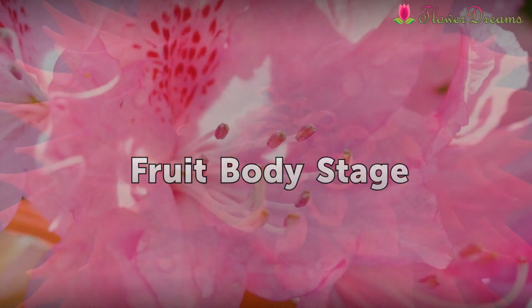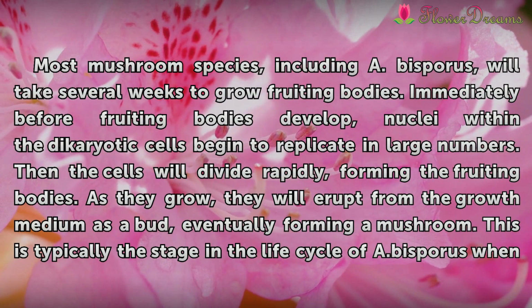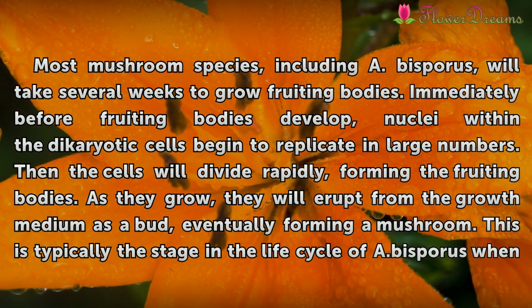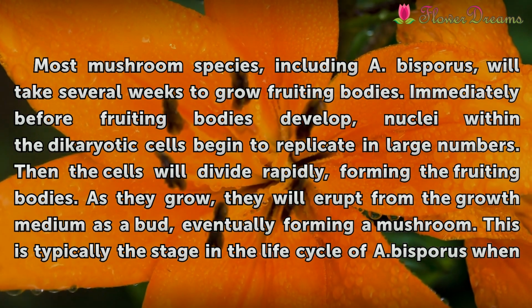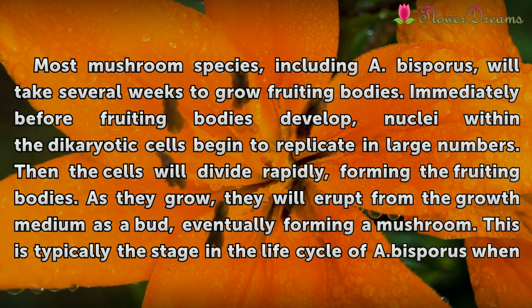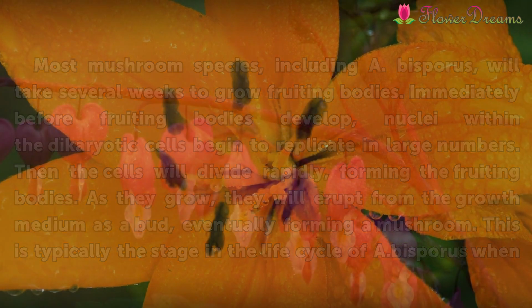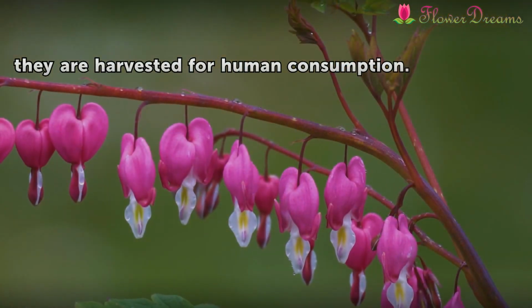Fruit body stage. Most mushroom species, including A. bisporus, will take several weeks to grow fruiting bodies. Immediately before fruiting bodies develop, nuclei within the dikaryotic cells begin to replicate in large numbers. Then the cells will divide rapidly, forming the fruiting bodies. As they grow, they will erupt from the growth medium as a bud, eventually forming a mushroom. This is typically the stage in the life cycle of A. bisporus when they are harvested for human consumption.